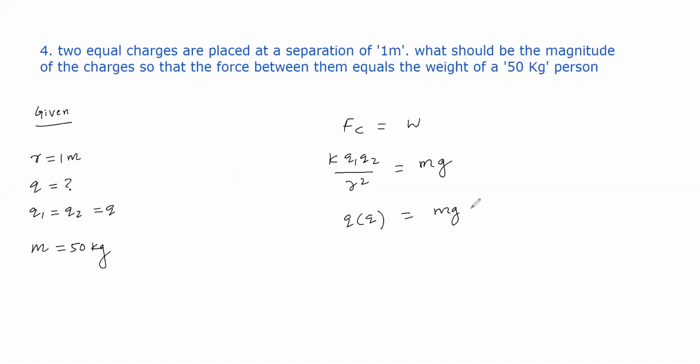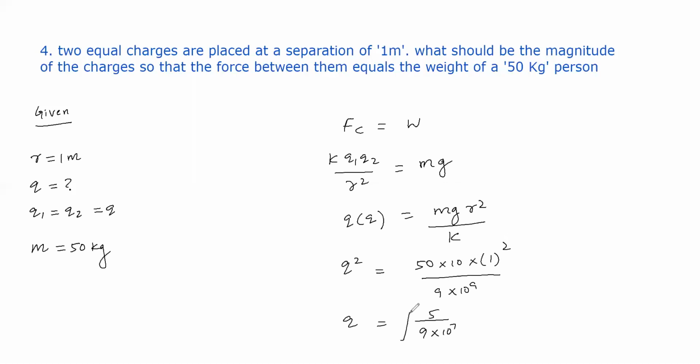This r square you take to the right side, so that into r square divided by k, down in the denominator it comes. Here q square is equal to m, m is given 50 and g is given 10 and r is given 1 meter. So 1 square divided by this k value, we are substituting 9 into 10 power 9. By simplifying this, we are getting 500 in the numerator. So 10 power 2 and 10 power 9 if we cancel, 10 power 7 we are getting. So 9 into 10 power 7 in the denominator, and in the numerator we have 5.